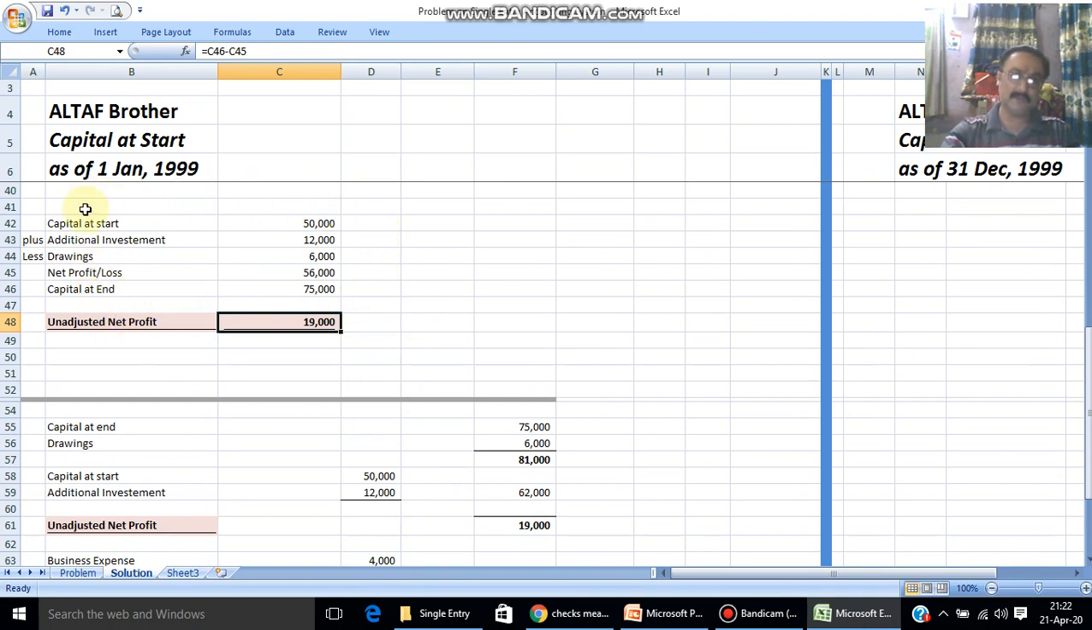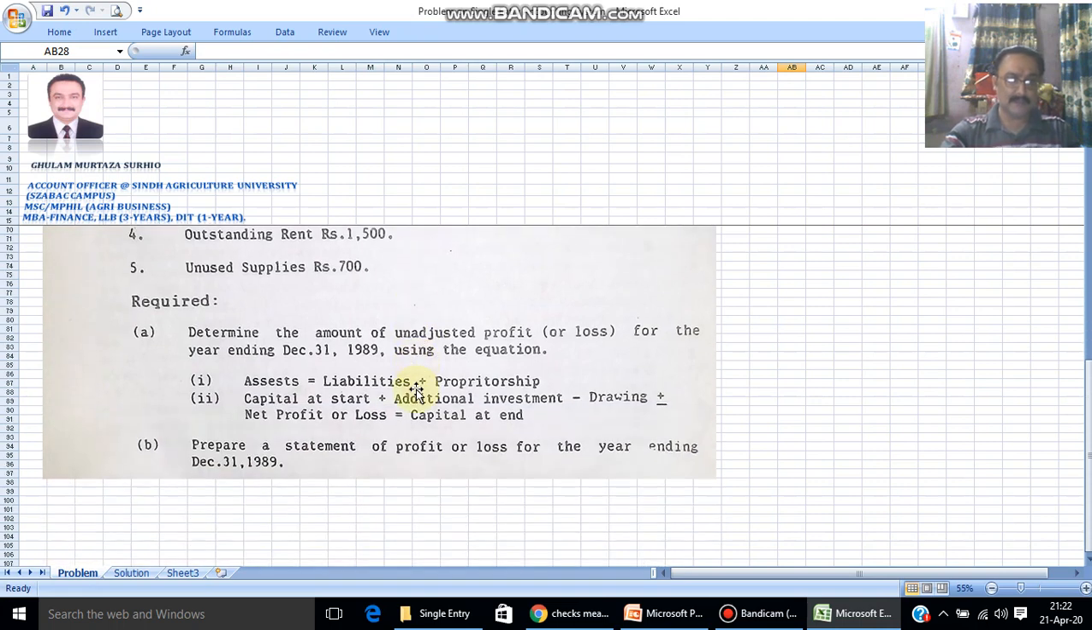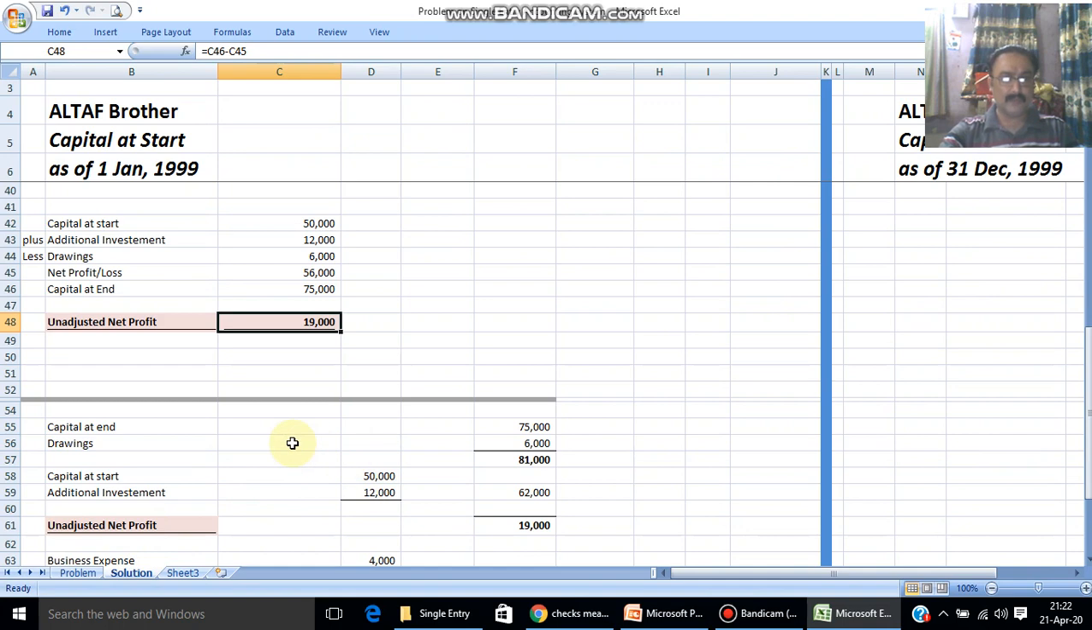But what is adjusted profit? Let's come over there in the problem. Again, there is a requirement: prepare a statement of profit and loss for the year ending December 31st, 1989. That would be our adjusted profit. Now I have tried to solve it as well.